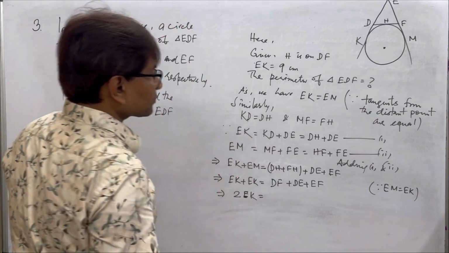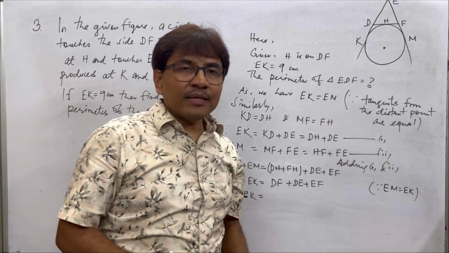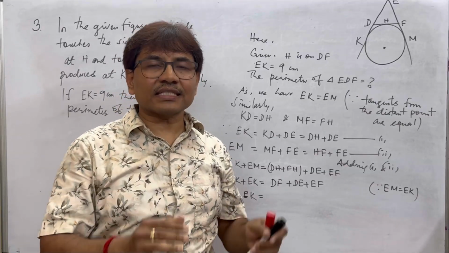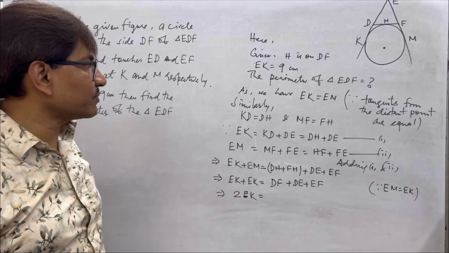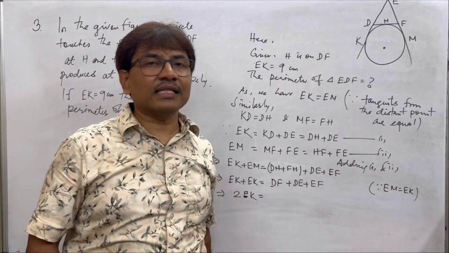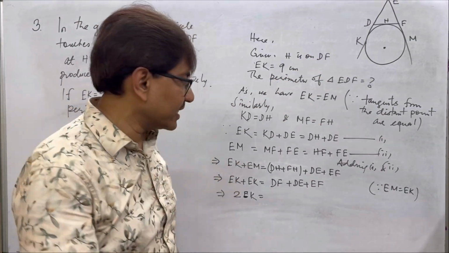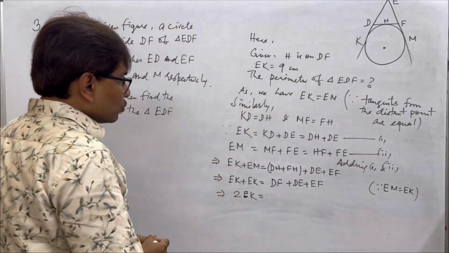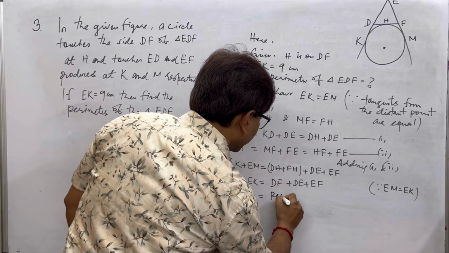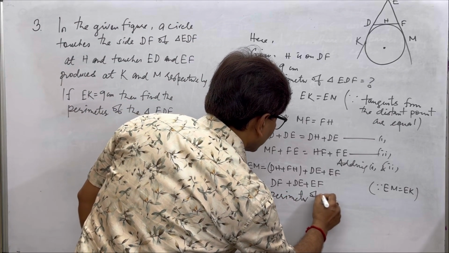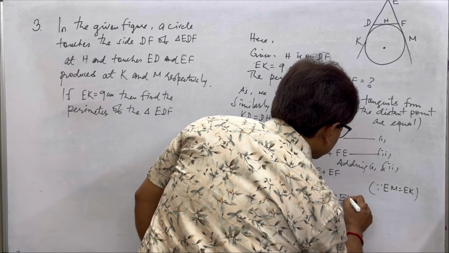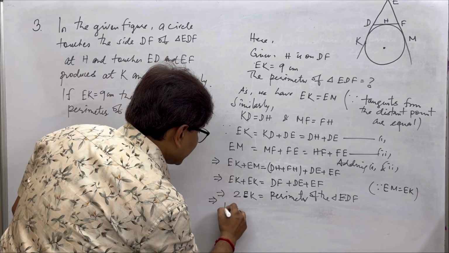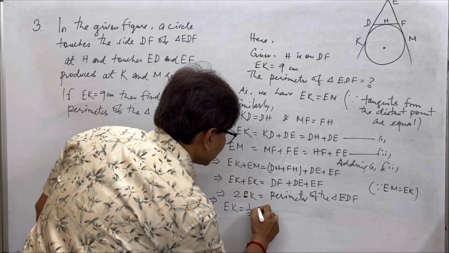See, perimeter of any plane figure is the sum of its sides. If it is a circle, then the whole circumference will be its perimeter. Now in case of a triangle, the perimeter of the triangle is the sum of its three sides. So here we are getting DF, DE, EF. These are the three sides of the triangle EDF. So automatically we can say 2EK equals the perimeter of the triangle EDF. So EK equals half the perimeter of the triangle EDF.